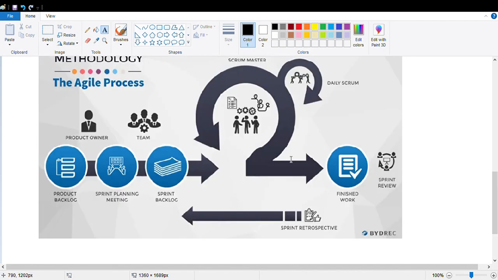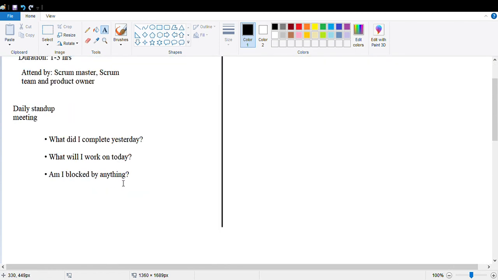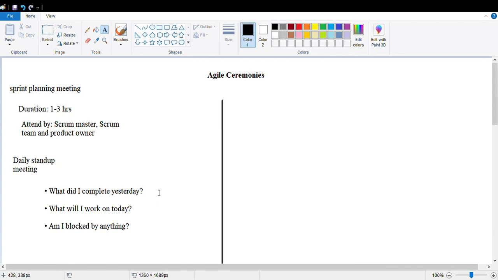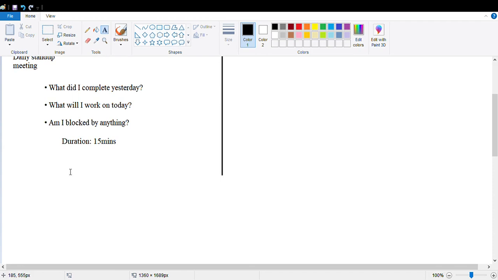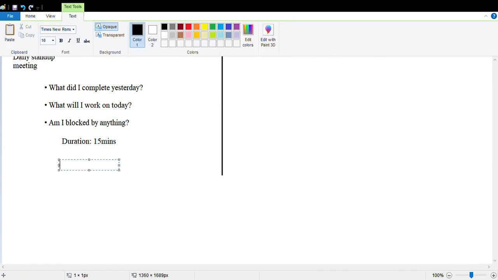Now looking at the diagram, once the user stories are listed in the sprint backlog, the team will start to work and the daily stand-up meeting will be conducted. The duration for the daily stand-up meeting is 15 minutes. And the team involved in the daily stand-up meeting are the Scrum Master, Scrum team, and product owner.